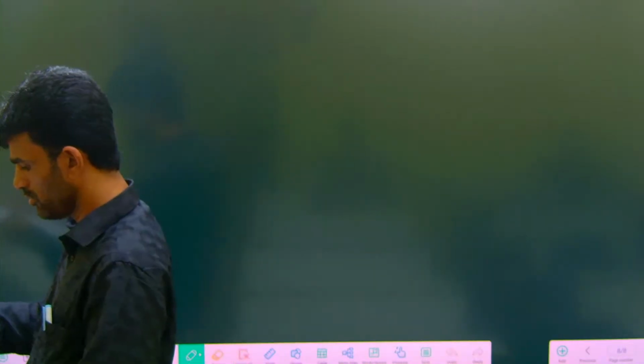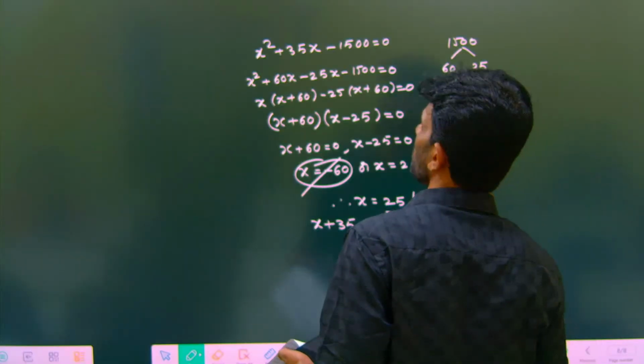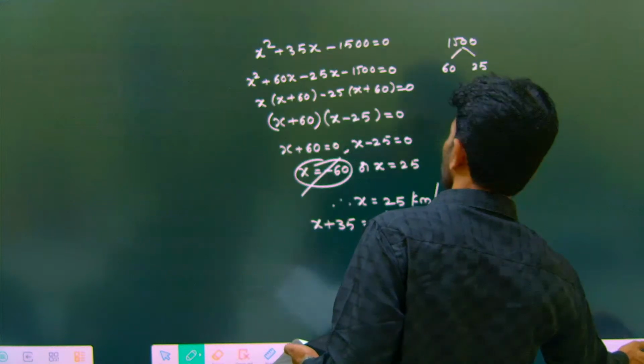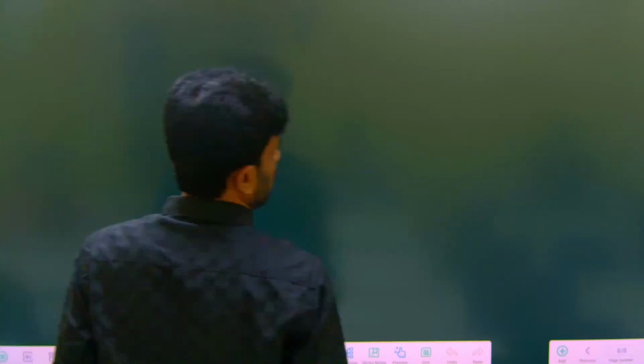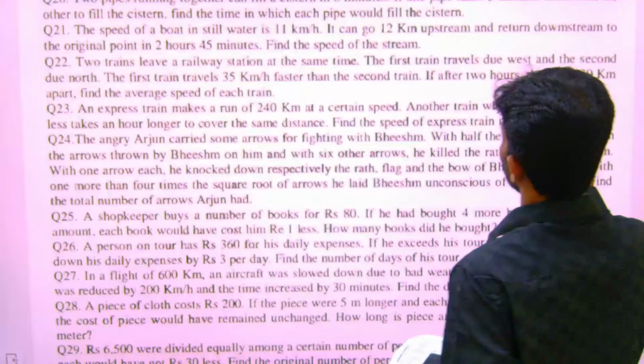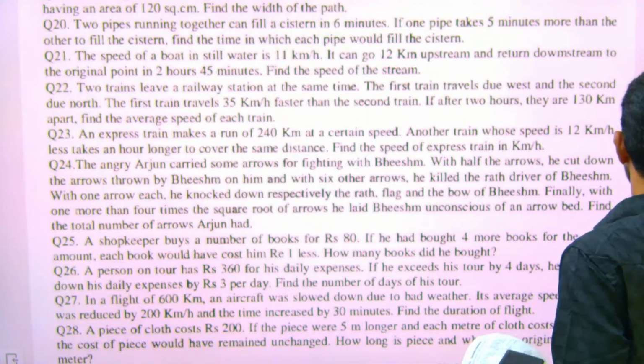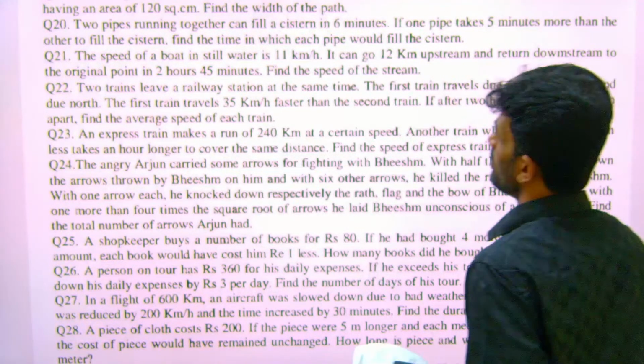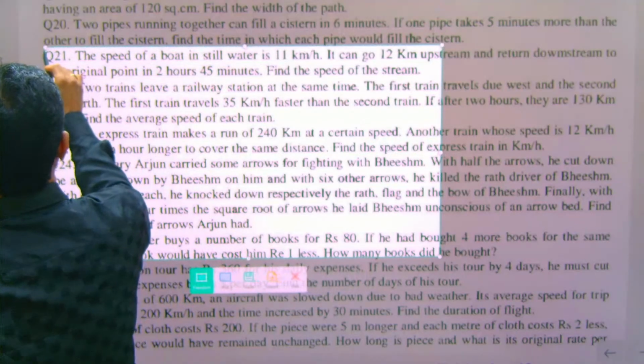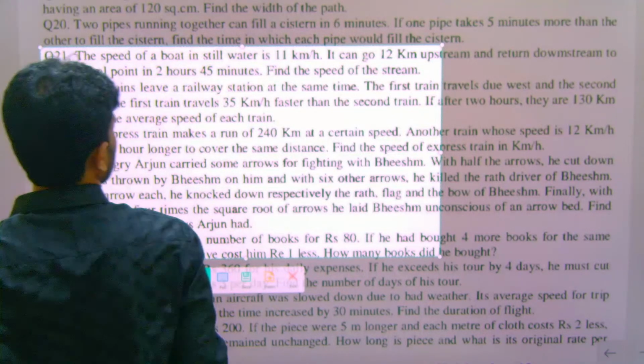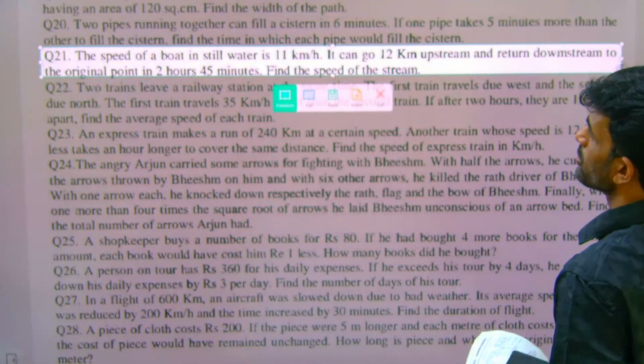Question number 21 is also done. All these are speed, distance, time related. These all are important not only for your board, for your competitive exam also.